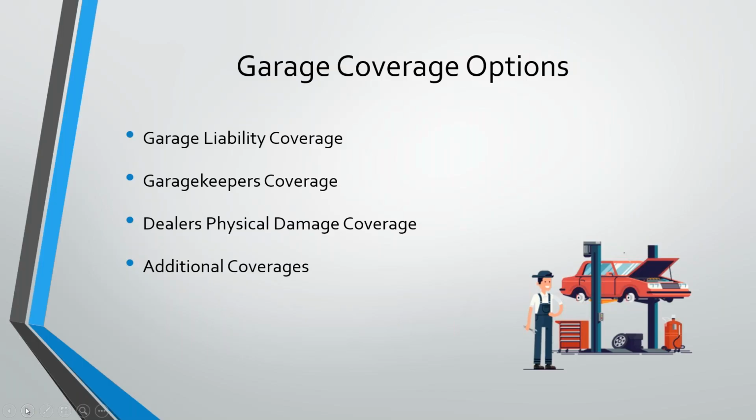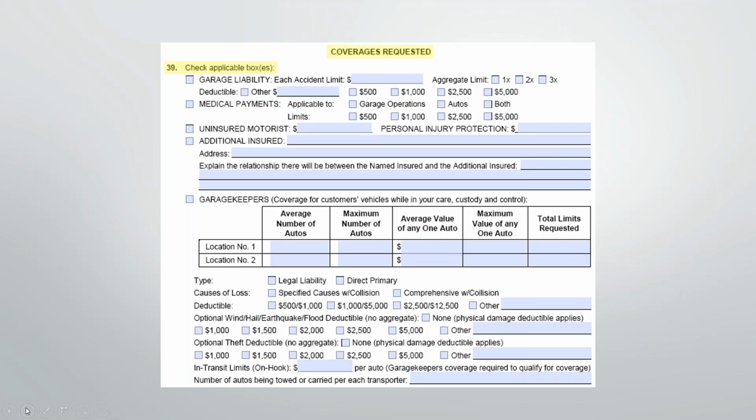Okay, so garage coverage options. So this is where we get into those different coverages that, if you're not writing a lot of garage, this can get a little confusing, or if you are writing garage, it still can be confusing because there's moving parts to the garage policy. And Teresa's going to go over the garage liability, garage keepers coverage, dealer's physical damage coverage, and there are additional coverages that you need to take a look at with your insured as well. So take it away, Teresa.